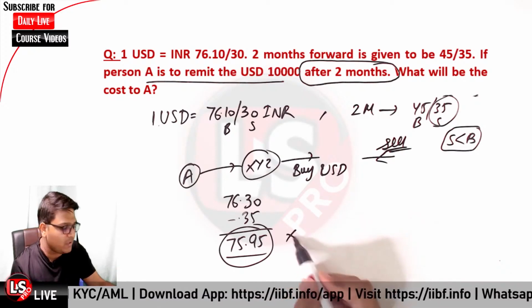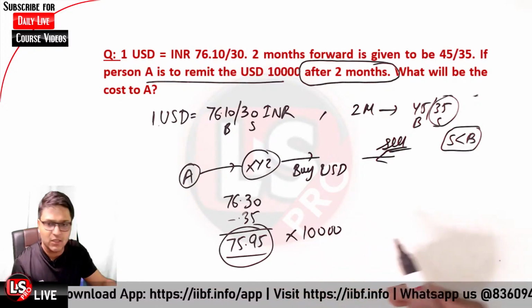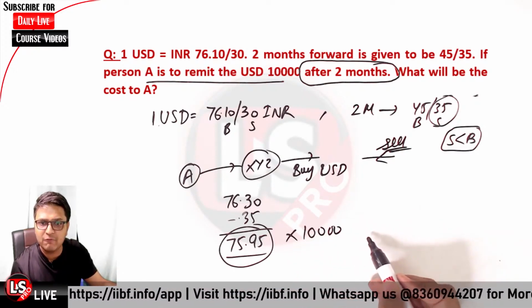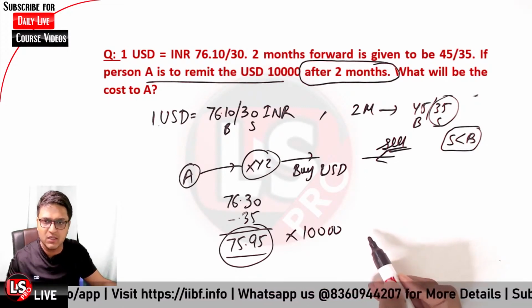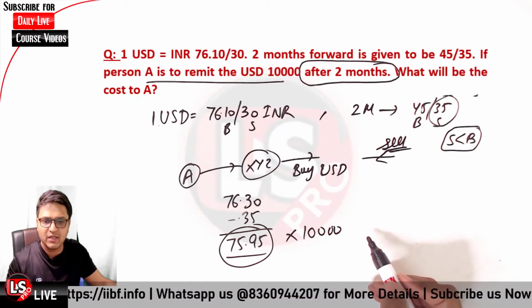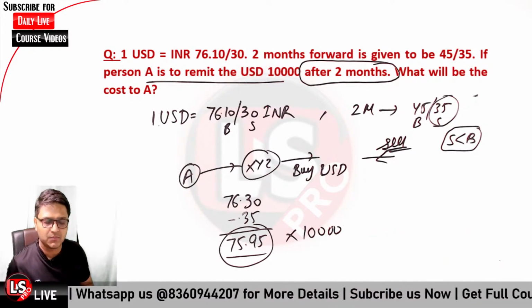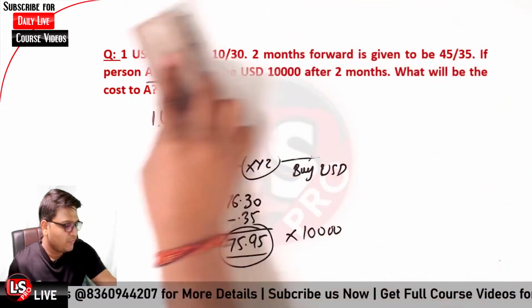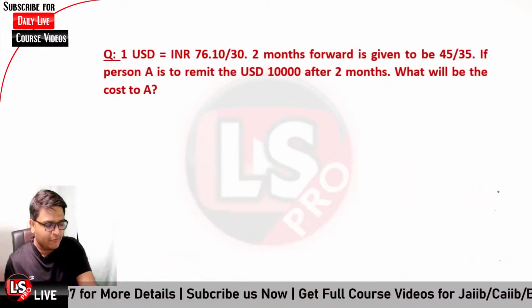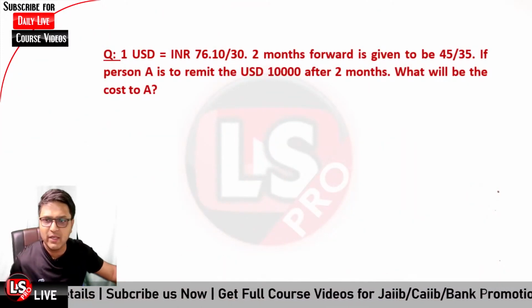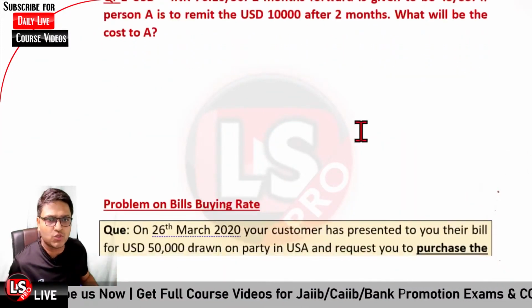So the cost for A would be 75.95 into 10,000. So that would be the answer regarding it. Okay. So if you have the basics with you, you can definitely solve the numerical without any issues.